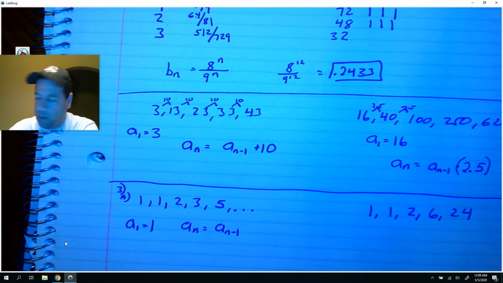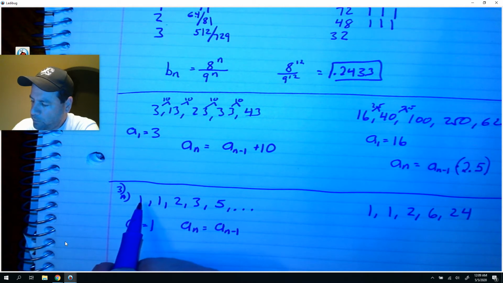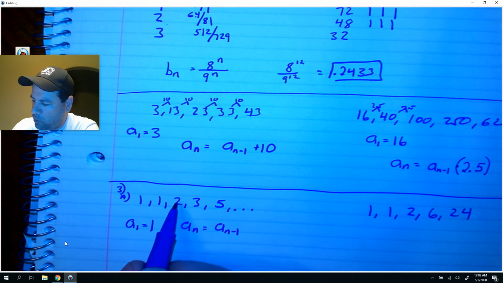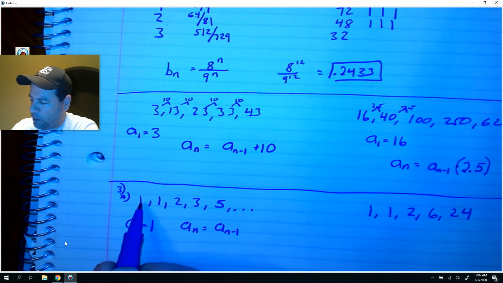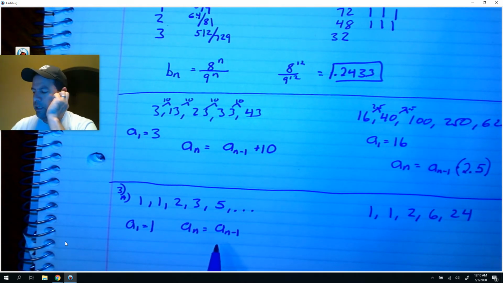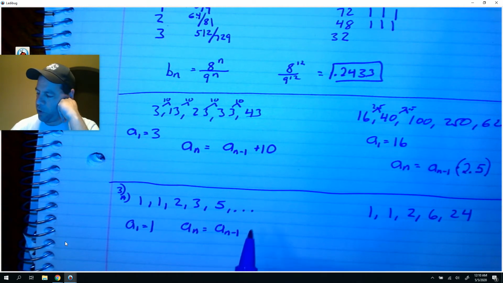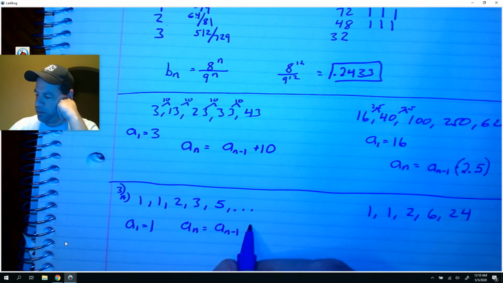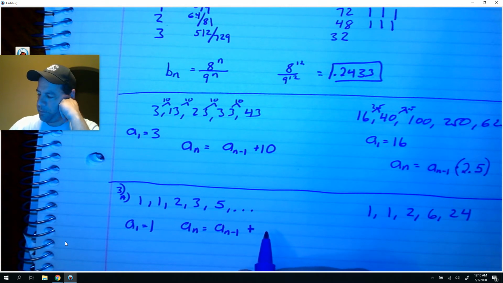Now we're real close. Now, what are we doing to the previous term? 1 to get 2, 2 to get 3, 3 to get 5. So look. 1 plus 1 is 2. 1 plus 2 is 3. 2 plus 3 is 5. So what you're doing, A sub n, you're taking the previous term and adding to that the current term. How am I going to write that? A sub n, I think.